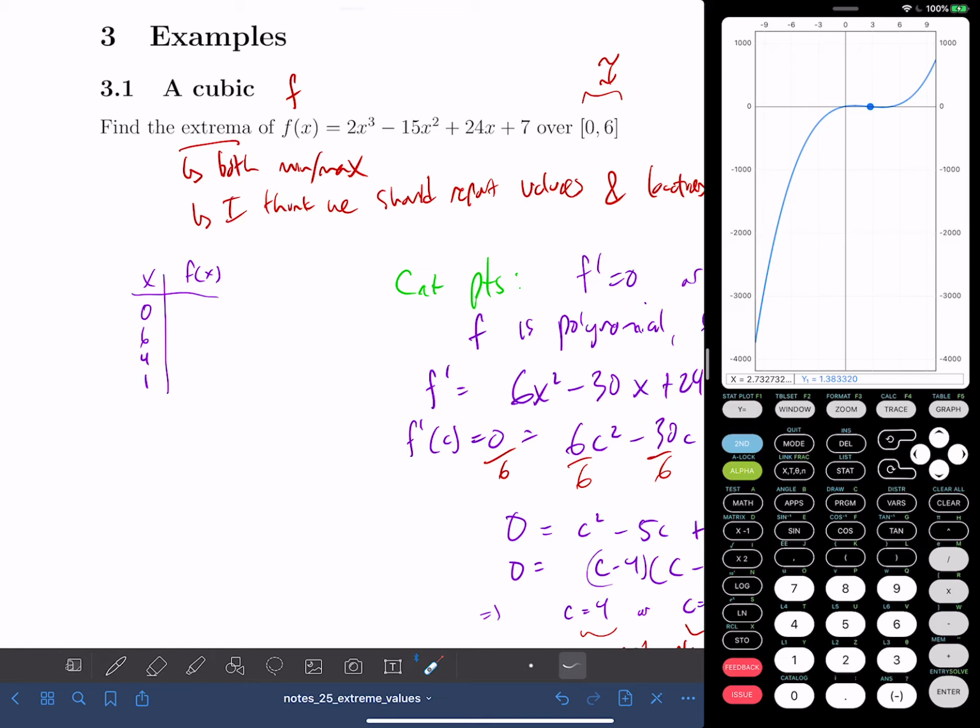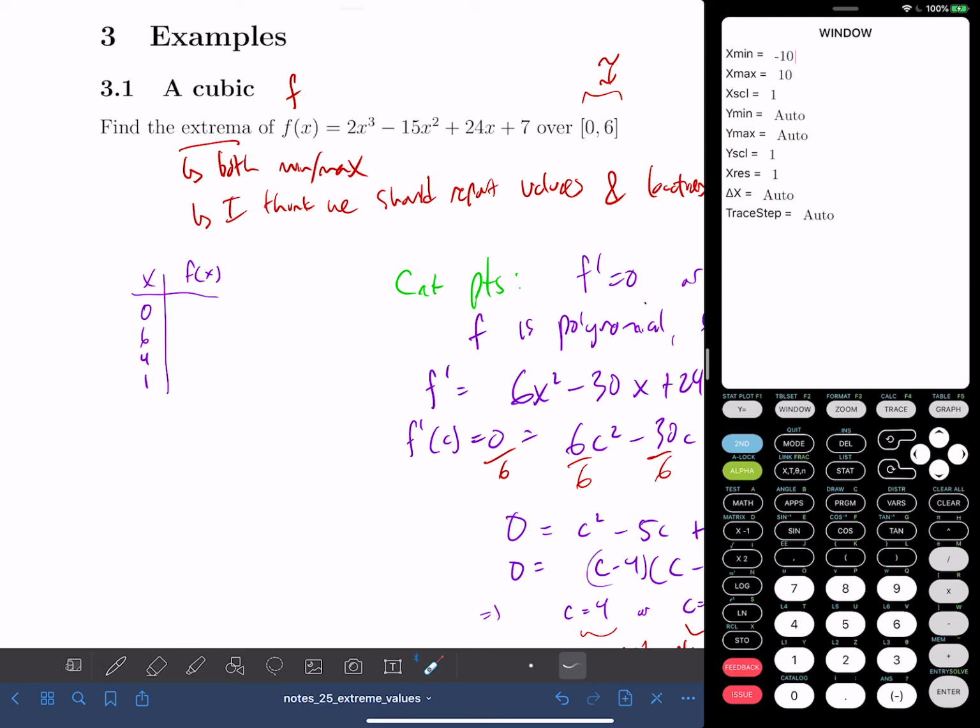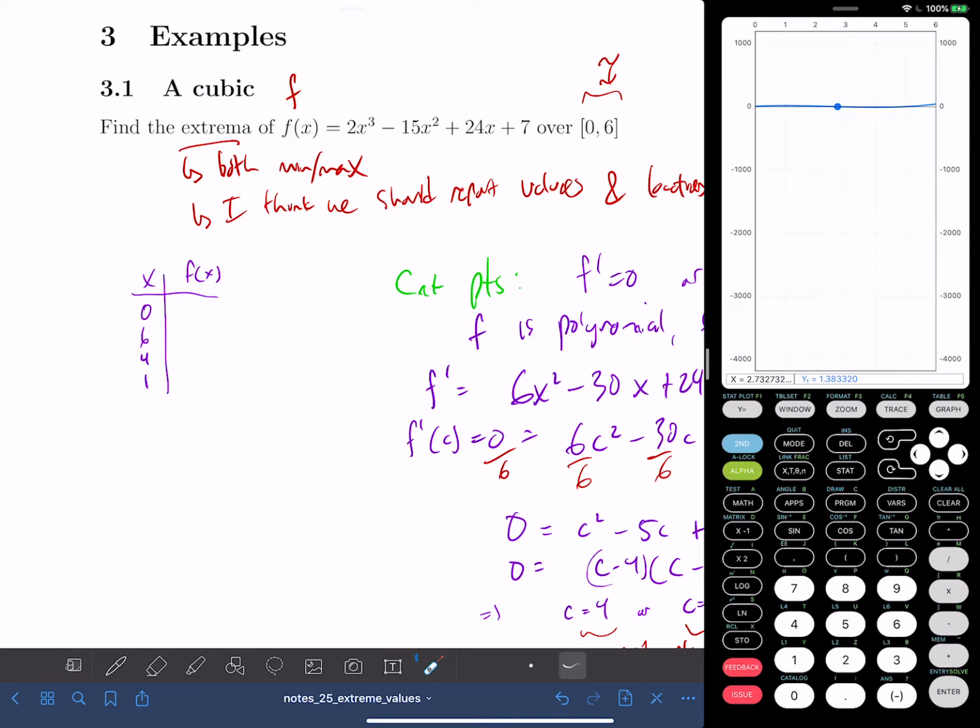Nope, zoom fit on this implementation of this TI does not do what it does on an actual TI. And so it adjusted my window again. That's fine. Whatever. We'll do 0 to 6, graph. And maybe I can do this without... Yeah, this is pretty mediocre. Okay, no problem. Let's go into trace mode and go 0, enter.